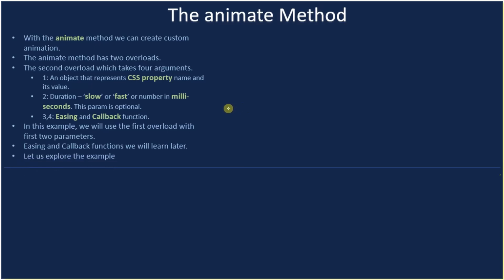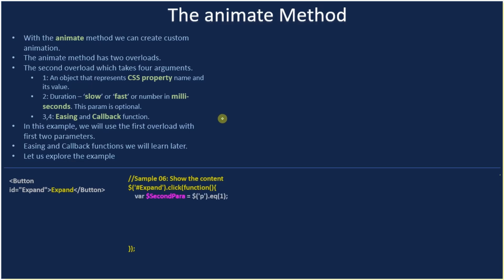Now let's explore the example. We know that we already have a button in between the paragraph. The button ID is expand and it reads expand. And we already have the handler function, and we used that in our previous couple of examples. Now we take the second paragraph using this jQuery selector. Then we make a call to the animate method on the second paragraph. First parameter, if you see, we are passing the CSS style. Here we are talking about the first parameter. This is the CSS property name and its value.